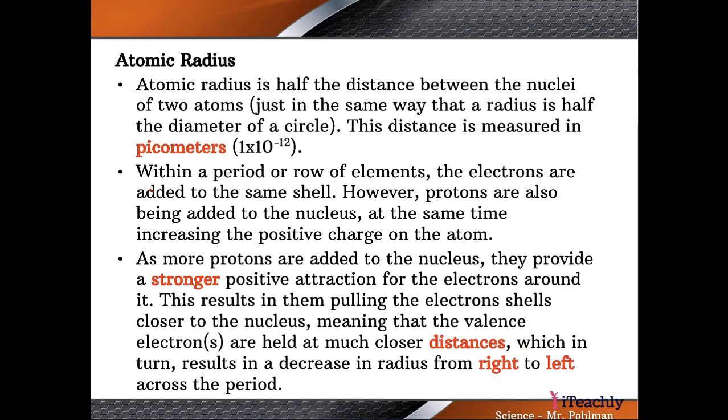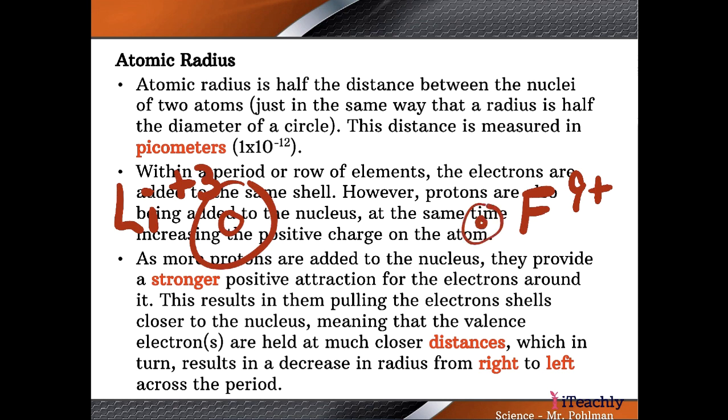So let's take and look at why these atoms keep getting smaller as they move from left on the periodic table to the right on the periodic table. We'll start off looking at lithium. Lithium has 3 positive charges in the nucleus. You move over to the right-hand side, and let's take a look at fluorine. Fluorine has 9 positive charges in the nucleus. So why is lithium larger than fluorine?